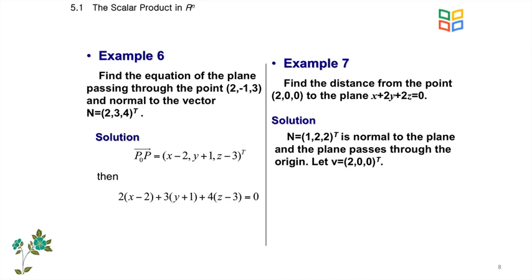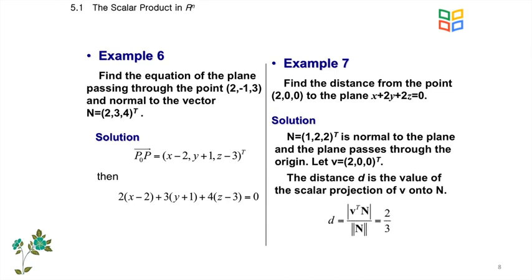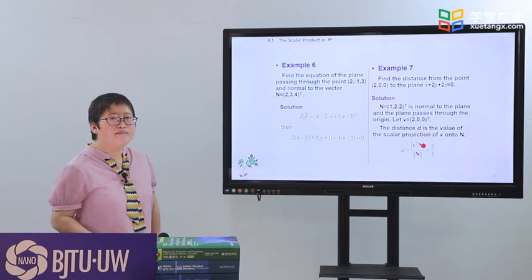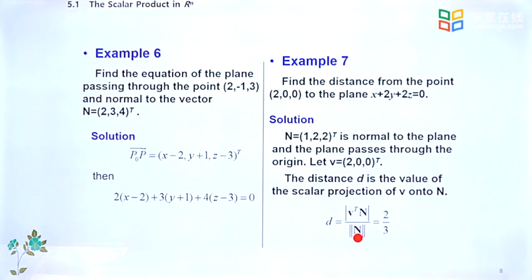So we can consider it in this way, okay? Because n equals (1, 2, 2) from the coefficients before x, y, and z, this is normal to the plane, and the plane passes through the origin. Let v be this vector (2, 0, 0). The distance d is the value of the scalar projection of v onto this normal vector n. So the distance d just equals the absolute value of v transpose n divided by the length of this normal vector.